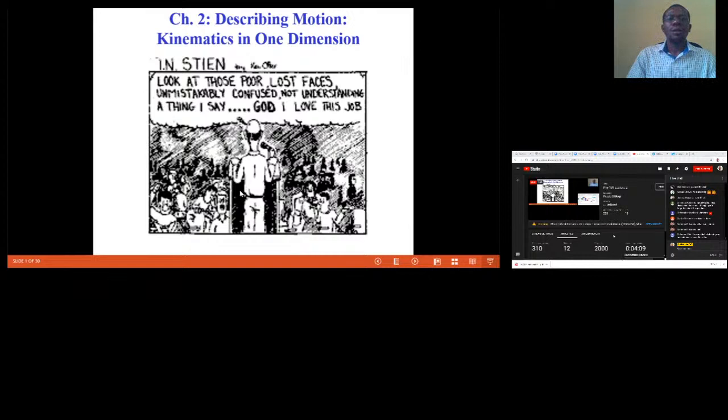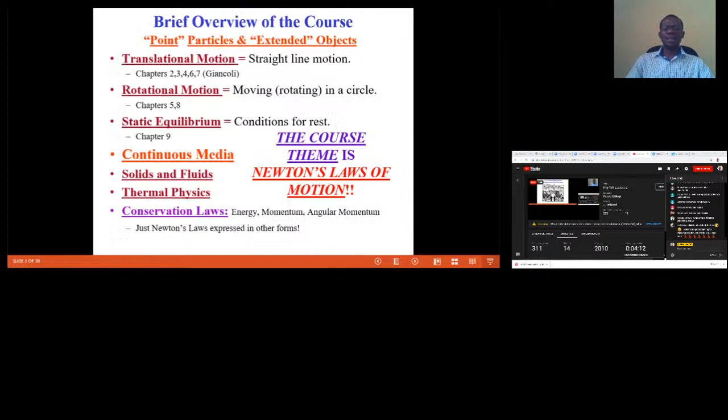Okay, so now we are done with chapter 1, which was just basically about measurements and units. Now we come to chapter 2, where we are going to get into the actual description of motion. In chapter 2, we are describing motion. And in this lecture in particular, we are going to look at kinematics in one dimension. Very soon, we are going to know what kinematics means.